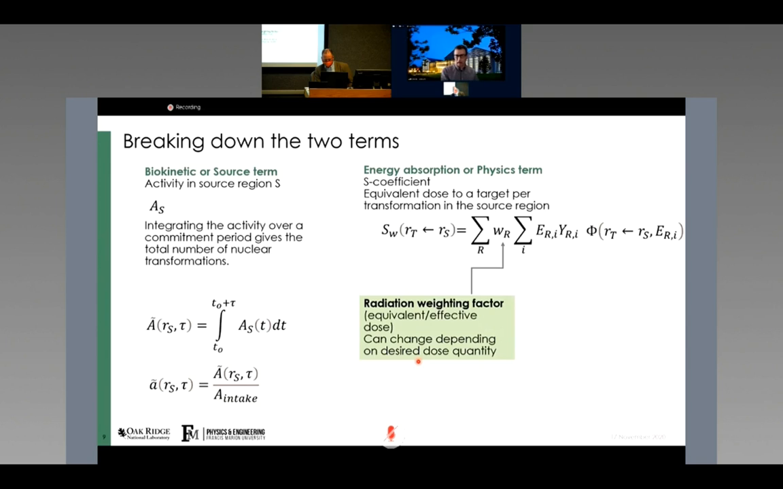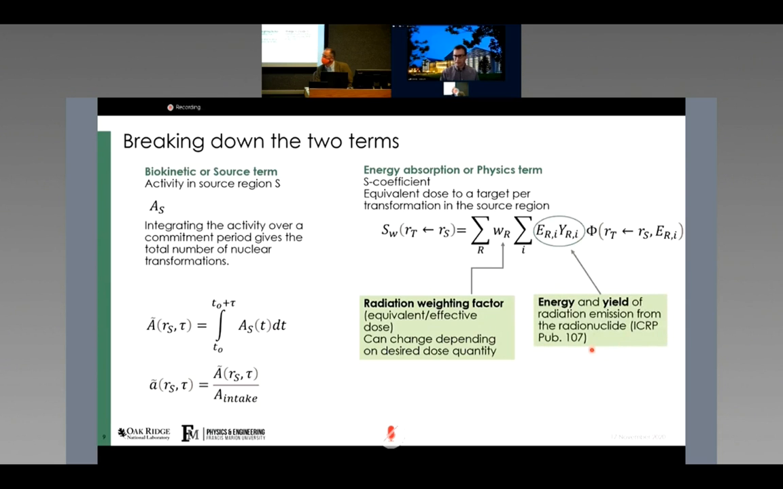I know in our prior session in this symposium, there was some discussion of tabulating S coefficients for use, and that works, of course. For our purposes at Oak Ridge, because we're computing so many different dose coefficients, there is a desire to have this flexibility in here because we need a different S coefficient for each type of dose coefficient.